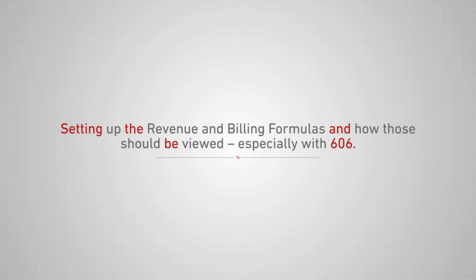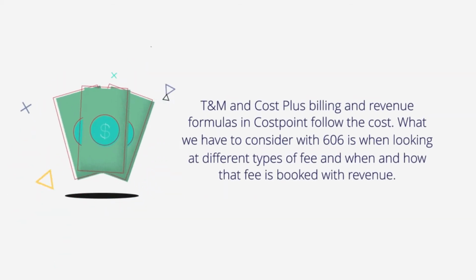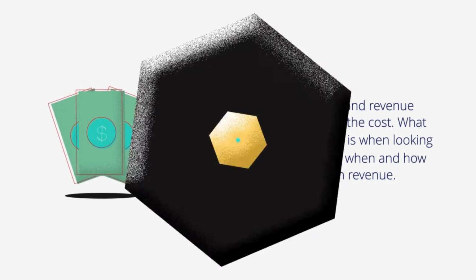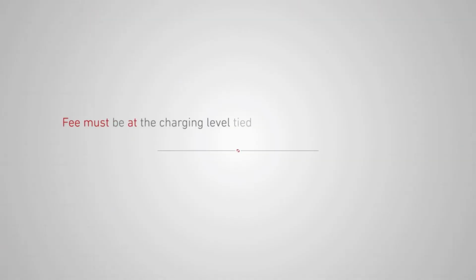My company has to implement the new revenue recognition requirements for ASC 606. Can Costpoint help with that? Specifically referencing 606, T&M and cost plus billing and revenue formulas in Costpoint follow the cost. What we have to consider with 606 is when we're looking at different types of fee and when and how that fee is booked with revenue. Fee must be at the charging level tied to actual cost as opposed to the project as a whole.